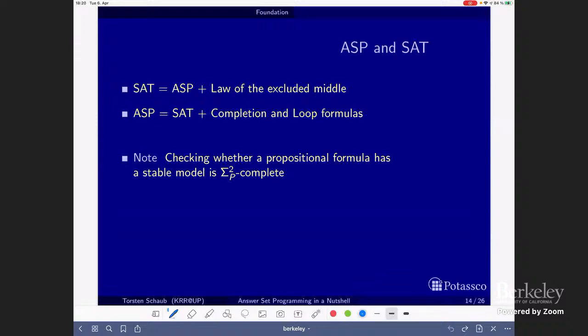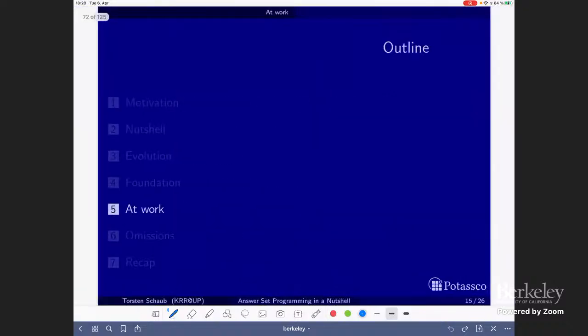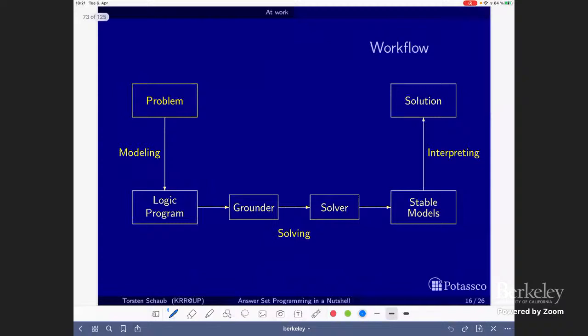Good. So here we are now. Let's actually see what you can do with ASP, right? Again, this is not very deep, but at least we cover a lot of ground in that way, and that is more or less my intention. So this is more or less the workflow that you have in ASP.